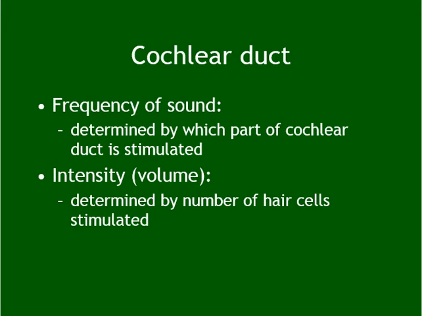Now, how about your cochlear duct? You have three different types of ducts, vestibular duct and cochlear duct are two of them. How do you detect the frequency of the sound versus the intensity? How to know the frequency versus if it is loud or not loud? The frequency will be determined by which part is stimulated. This is a tube, okay? If you stimulate this part, it's different than this. So which part of the tube you are stimulating will give you the frequency. The intensity is the number of hair cells stimulated. When you move this jello-like material, it's going to bend the cilia, okay? And how many hair cells you stimulated will give you the intensity or the volume.